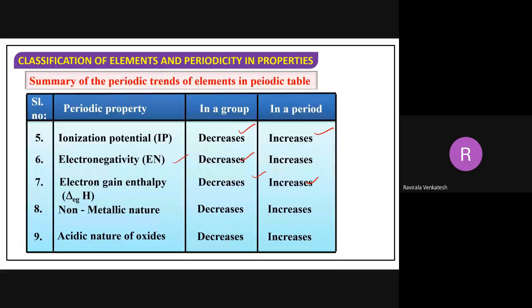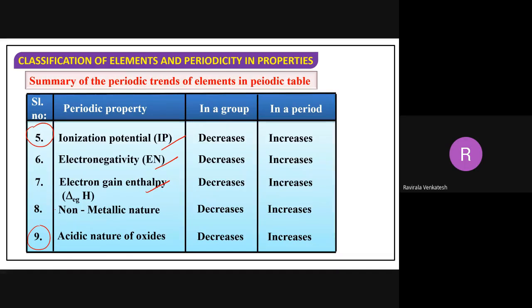If you observe what happened, all are having the same things, correct or not? All are having, in all properties from 5 to 9: in a group, all are decreasing; in a period, all are increasing. What are they? Ionization potential, electronegativity, electron gain enthalpy.